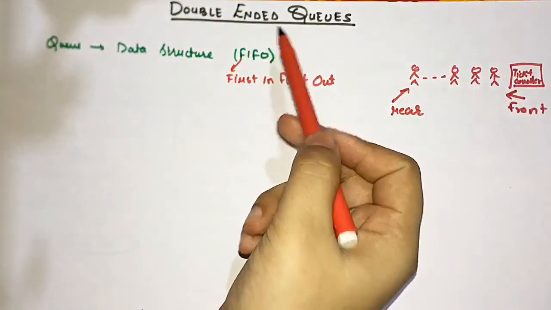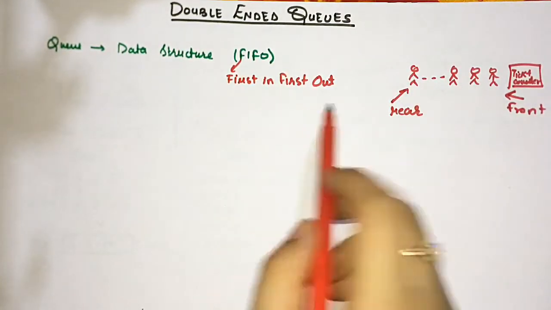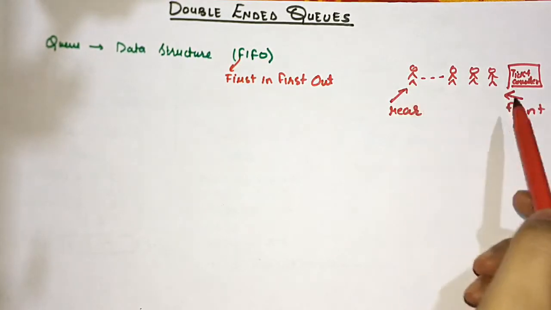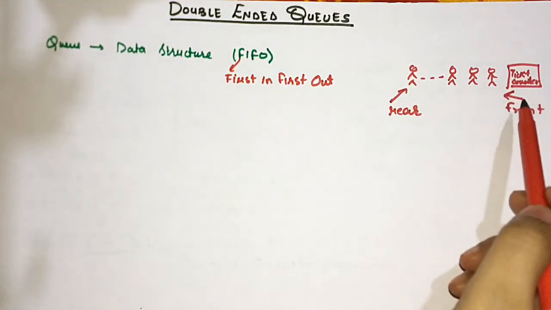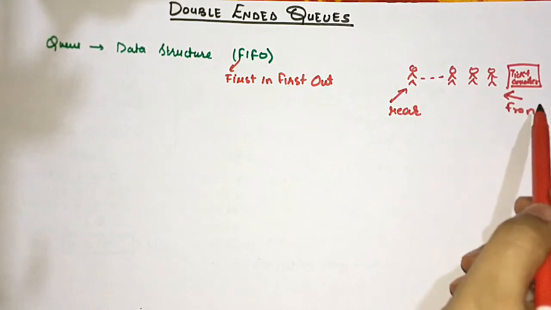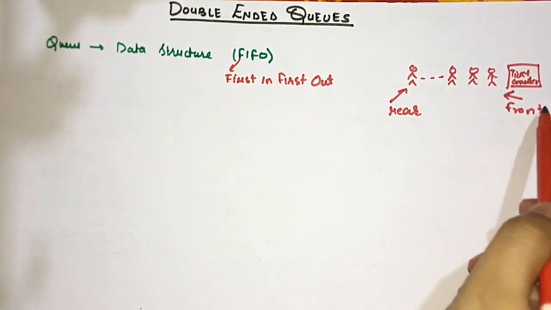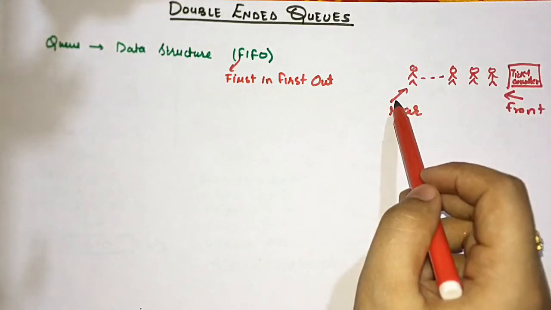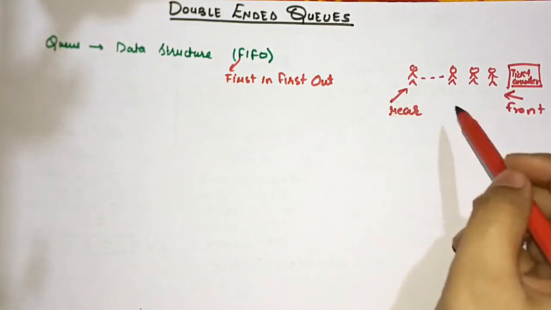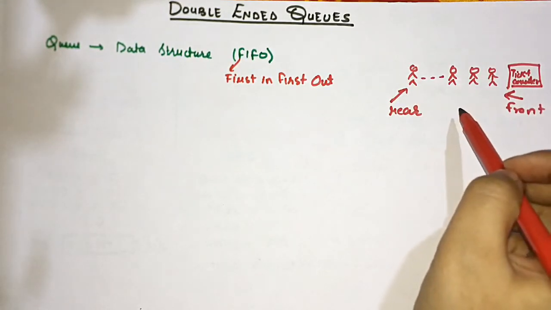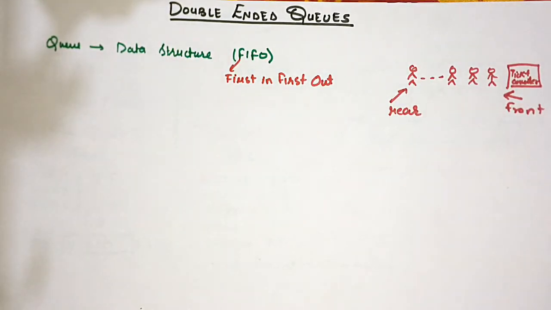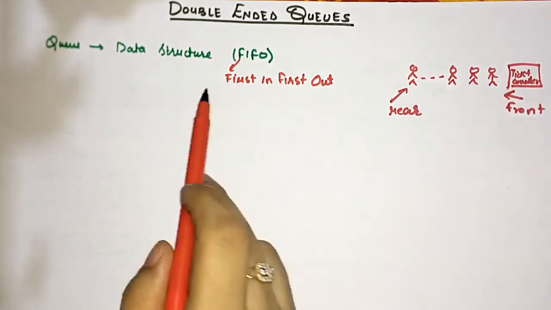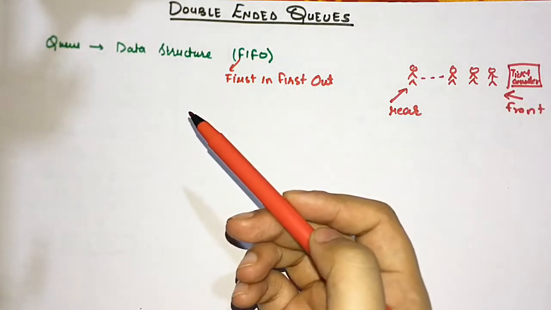What is a double-ended queue? So basically in a queue, insertion takes place at the rear end only and deletion takes place from the front end only. You cannot insert an element from the front end and cannot delete an element from the rear end, or no one can get in between the queue. So basically these are queues in which front and rear ends are restricted with insertion and deletion. Now that's how a double-ended queue is formed.